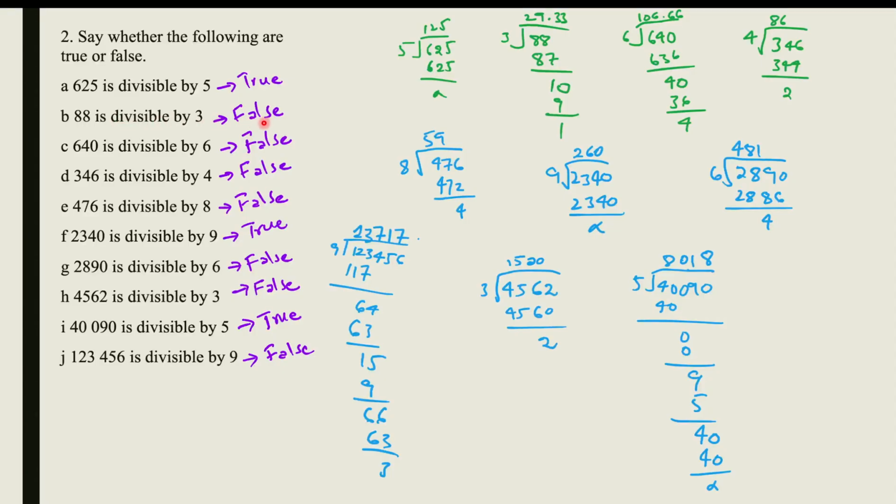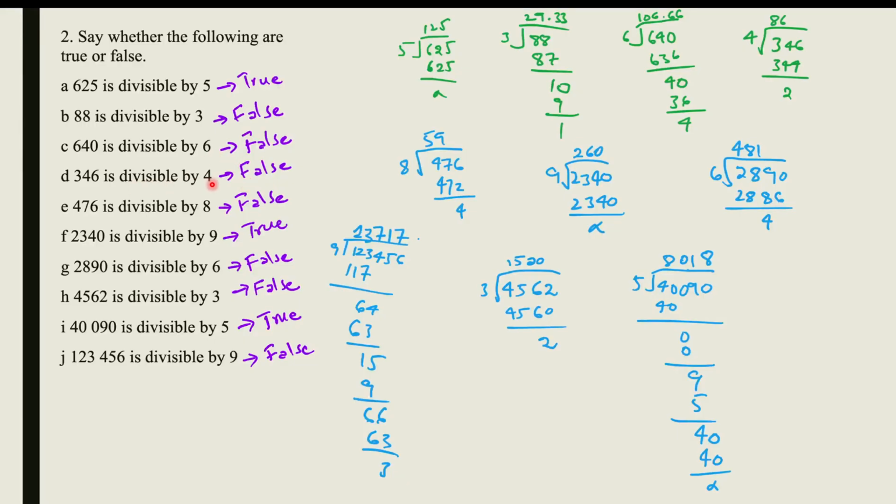888 is divisible by 3. We say it is false because when we do the division, it is giving us a non-whole number or a decimal number, and it's also giving us a remainder. So we can say that it's not completely or evenly dividing the number 888. Next, we are having 640 is divisible by 6. So we divide it through long division and we see that we get 106.66. So it is not a whole number, therefore it's false.